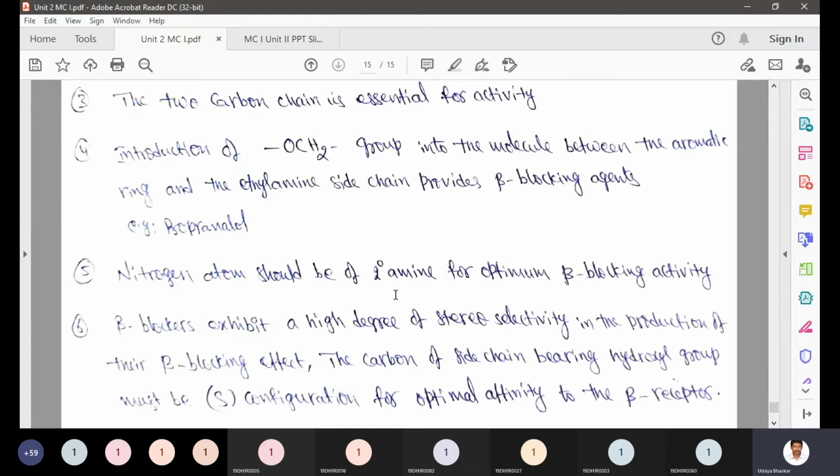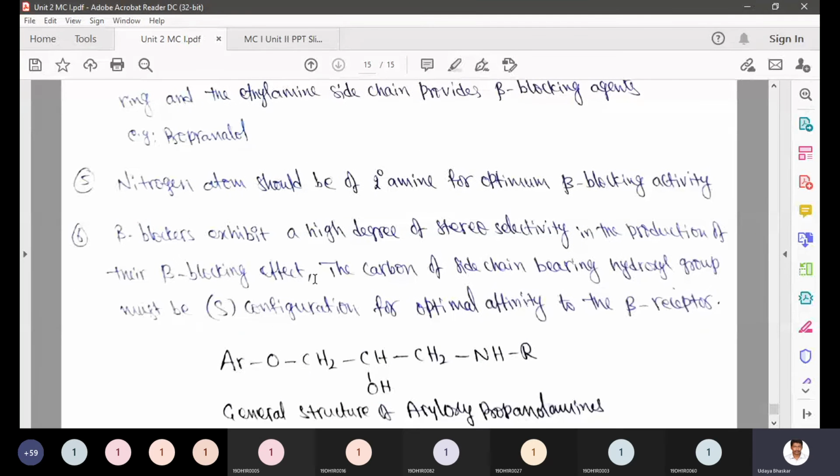Example, propranolol. So aryl oxypropanolamines, we have first example propranolol itself. The nitrogen atom should be secondary amine for optimum beta blocking activity. Secondary amine means it should be attached to at least 2 carbons. That is called secondary amine.